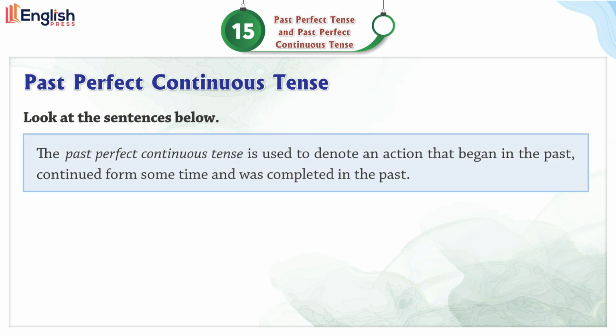The past perfect continuous tense is used to denote an action that began in the past, continued for some time, and was completed in the past.